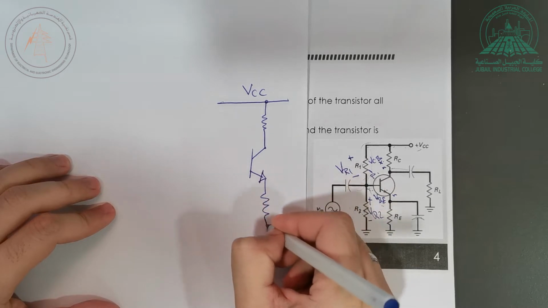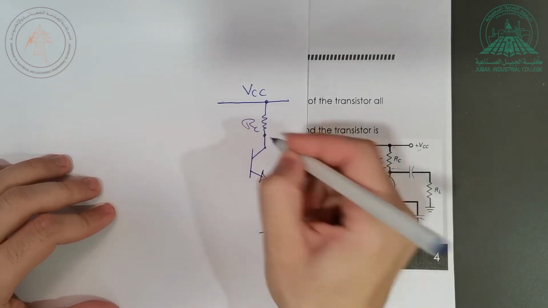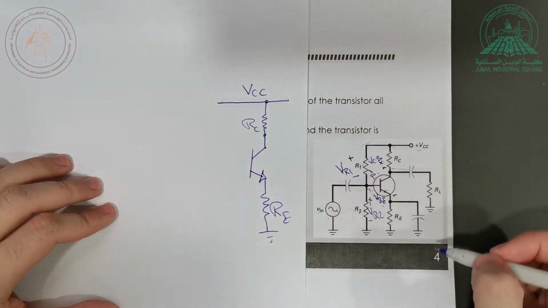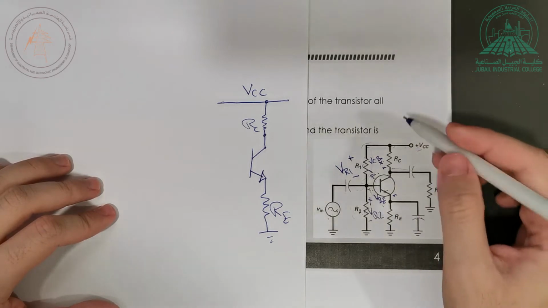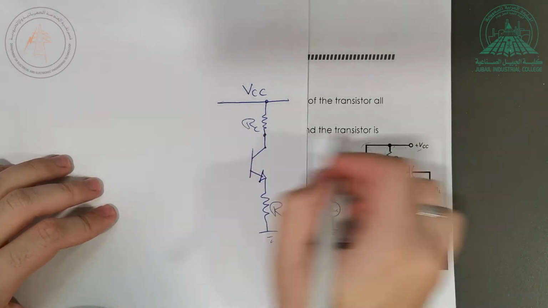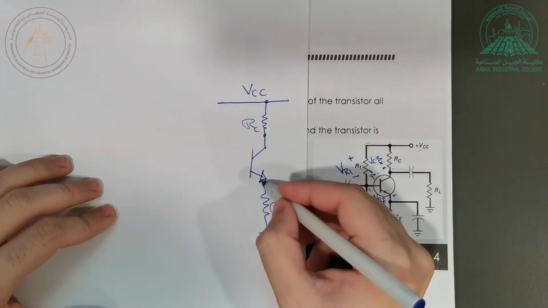Here I have RE. Here I have RC. And here I have my output connected here, but of course the DC is not going to reach the output because of this coupling capacitor. It will act like an open circuit, so it will block it. So the DC will flow like that, right? Nothing is going to go to the right.